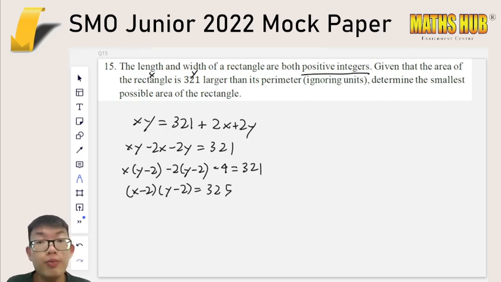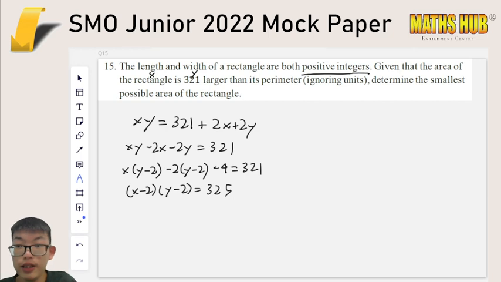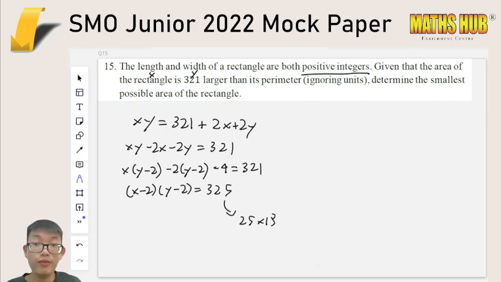We are looking for the smallest possible area. The smallest possible area comes when the perimeter is the smallest as well. Essentially, you want your x plus y to be small. And if you want x plus y to be small, you should make sure that x and y are as close together as possible. So 325 is divisible by 25, and it is 25 times 13. So we can tell that it is unlikely we can do better than 25 times 13 in terms of making x and y close together. So that will be our choice.